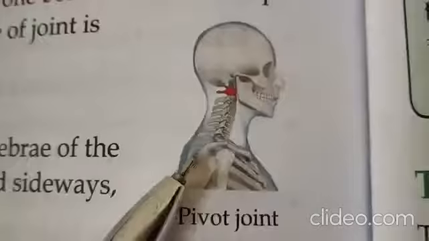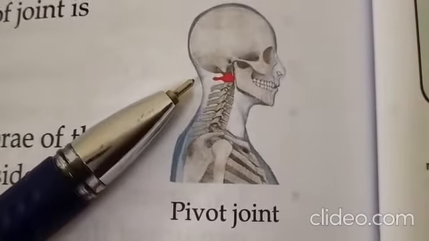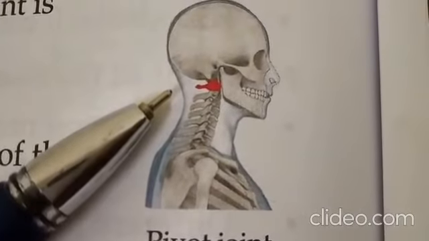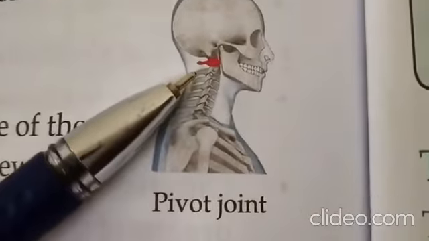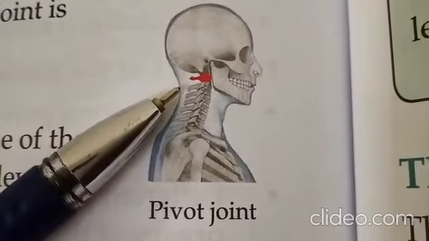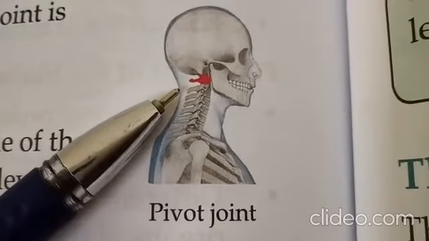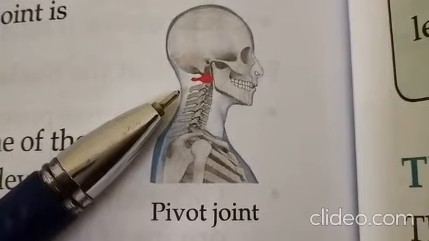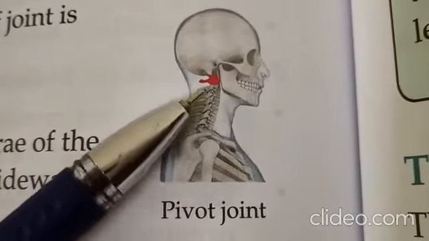Then next is the pivot joint. Where do you think this joint is? The joint which is connecting your skull to your backbone. That is the neck bone, vertebrae. So that is called a pivot joint. The pivot joint is present between the skull and the first two vertebrae of your vertebral column.